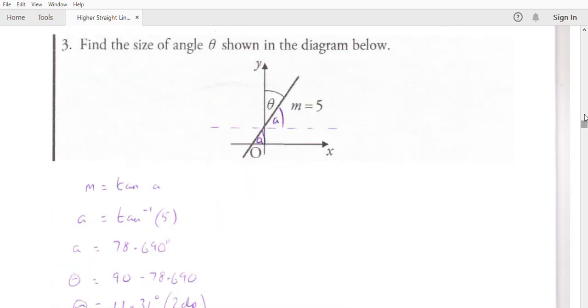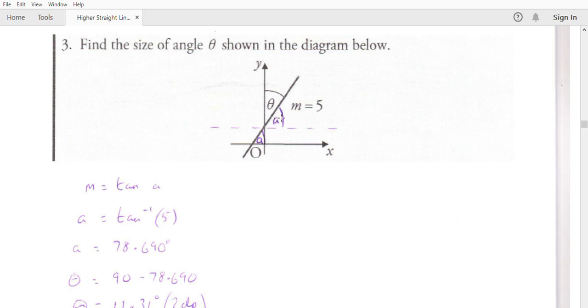Find the size of angle theta shown in the diagram below. Right, so here's the slightly tricky question. They've put theta there, but remember, if we're using m equals tan theta, theta is the angle between the positive direction of the x-axis and the line. So here, when we use m equals tan theta, we're actually going to be finding this angle, okay? So they've called that theta to cause a little bit of confusion, or to test for proper understanding.